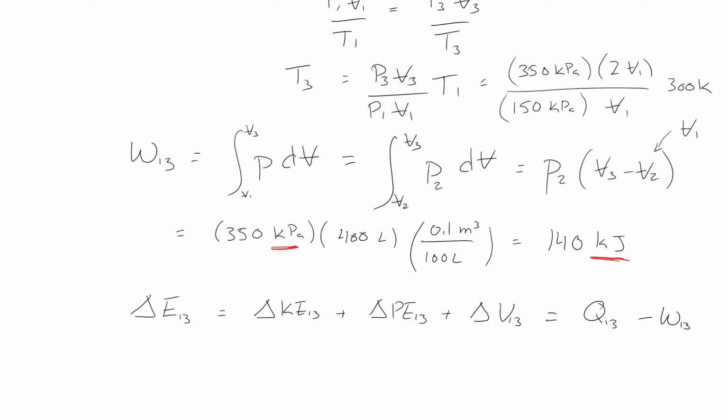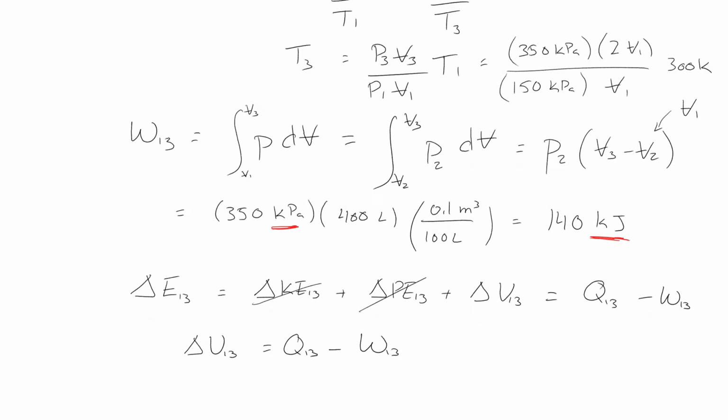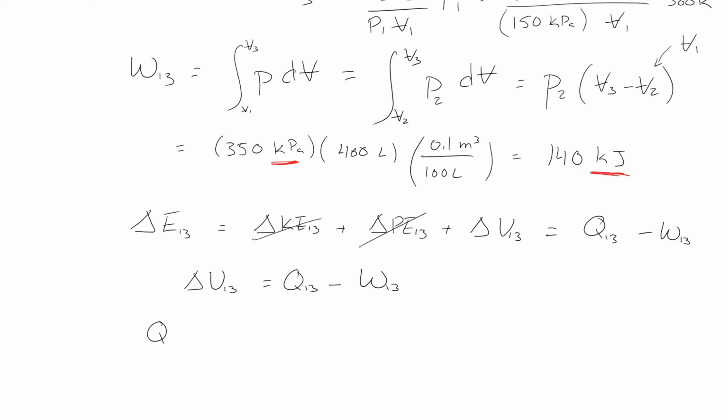So because I've only used my gas, or the air in the piston cylinder assembly, as my system, I don't care about changes in potential energy of the air. That is going to be insignificant. And I'm also going to neglect any changes in the kinetic energy of the gas too. I don't expect it to change velocity over the course of this process. So what I'm left with is delta U13 equal to Q13 minus W13. Right? So let's rearrange this equation.